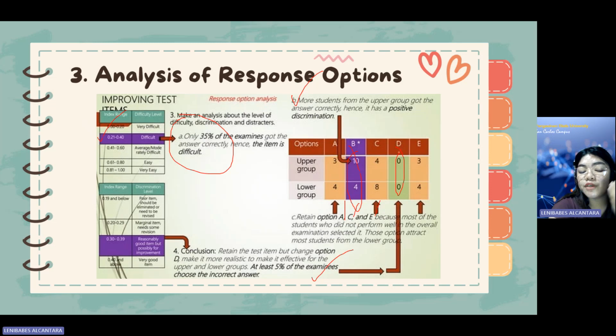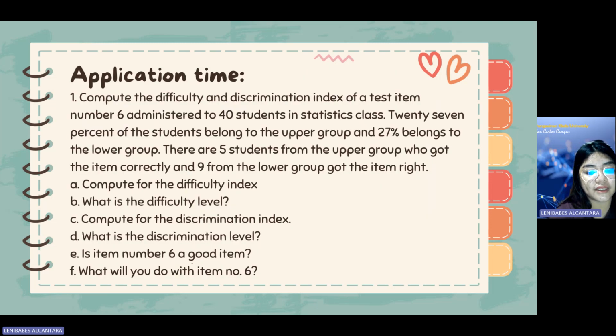So, anyway, ito yung ating conclusions dito. So, at least 5% of the examinees choose the incorrect answer. Yun yung ating tatandaan. So, since walang pumili dyan, kailangan nating palitan. Lagyan natin yan ng ibang distractor. Okay? I hope you get it the point.